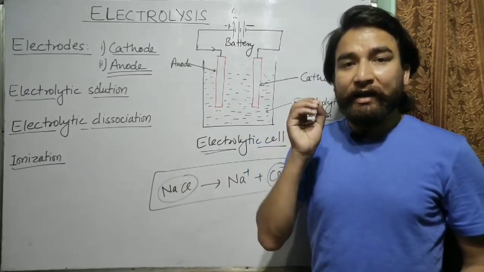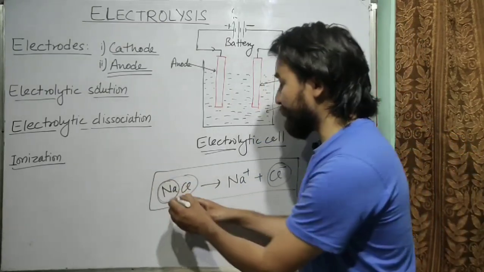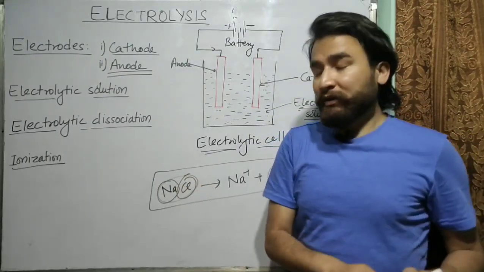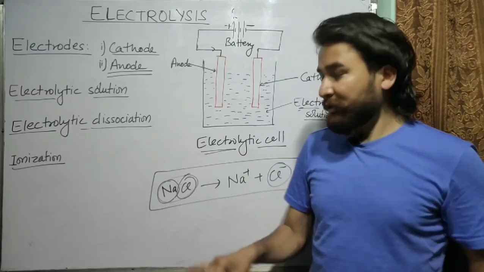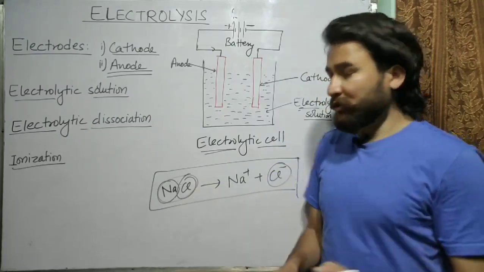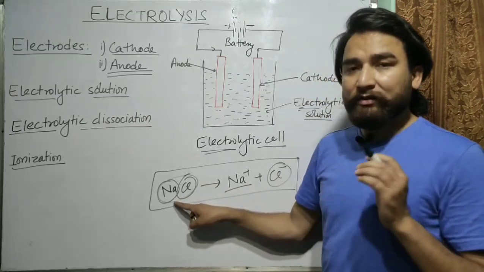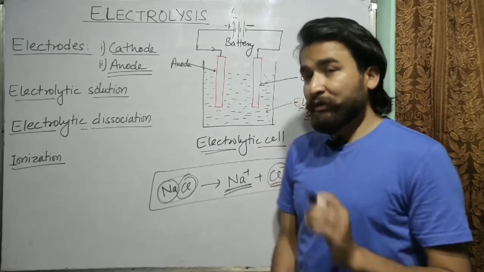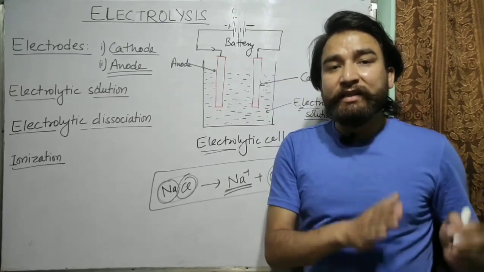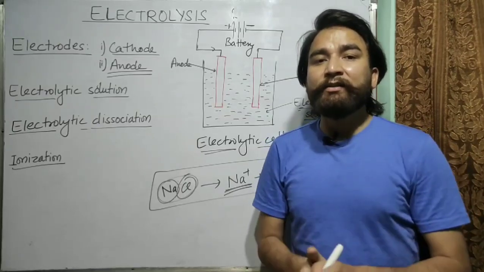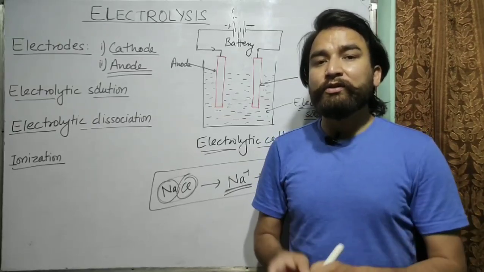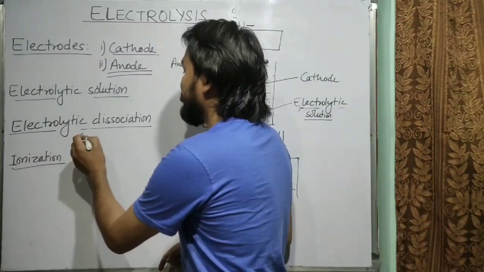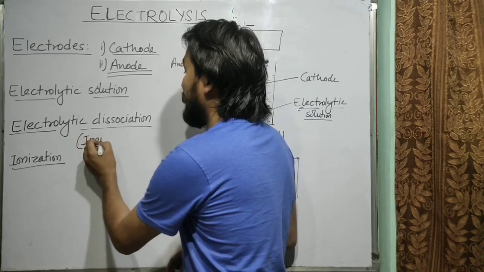So remember, an ionic compound consists of a positive ion and a negative ion. So it already has ions, but these ions are not separated when the ionic compound is present in the solid state. But when this compound is dissolved in water, the positive and negative ions will separate from each other, and the separation of positive and negative ions in its aqueous solution is known as electrolytic dissociation. So remember, electrolytic dissociation takes place in ionic compounds.